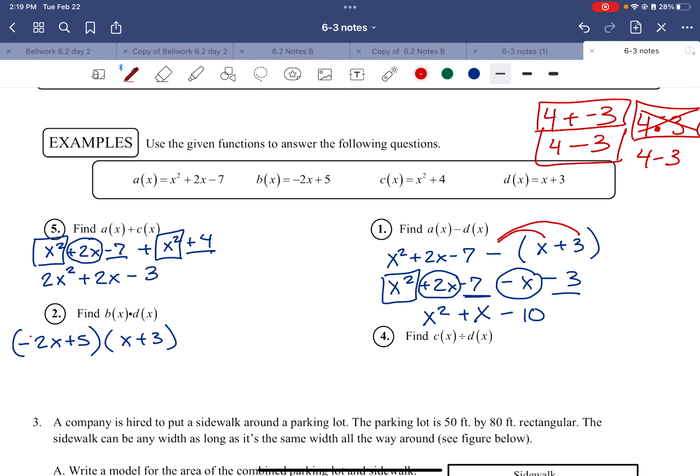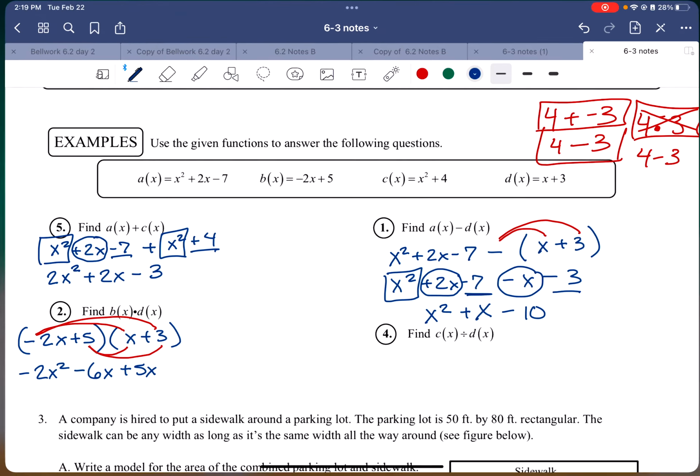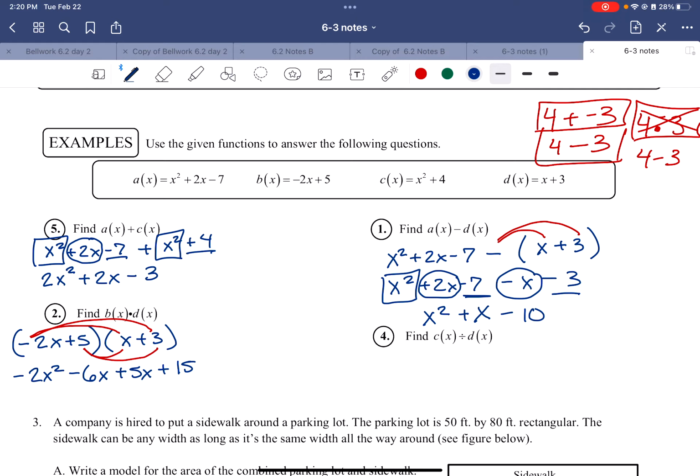We're going to do it like this: the negative 2x times the x gives us negative 2x squared. Then we'll take the negative 2x times 3, which gives us negative 6x. Then we'll take our 5 times our x, which gives us positive 5x. And then we take our 5 times our 3, which gives us plus 15. When you do it in that order, the terms that are similar are these two in the middle right here.